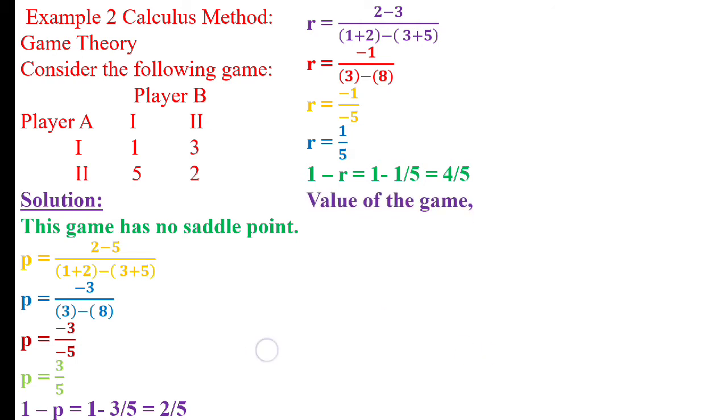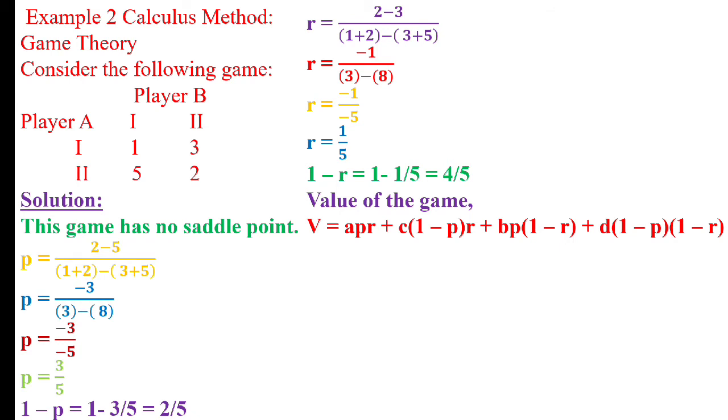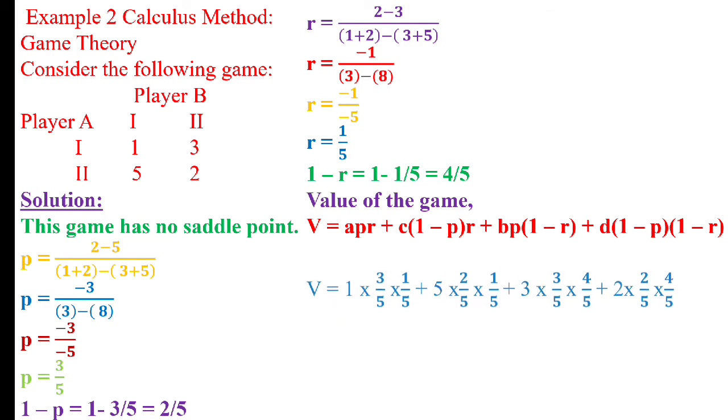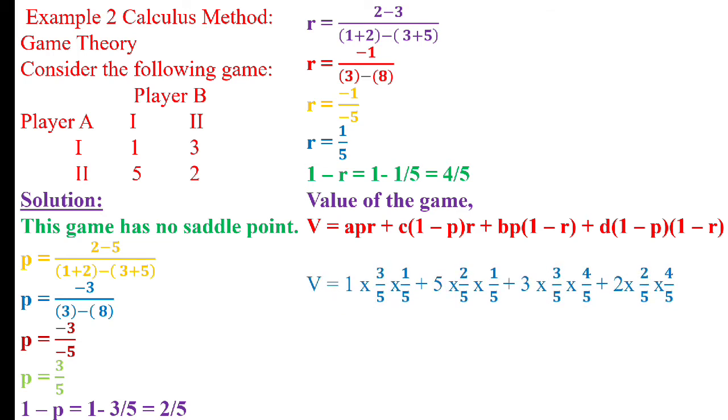The value of the game is APR plus C into 1 minus P into R plus P into 1 minus R. Into this formula, the corresponding values will be substituted. So we will get the substitution. After substitution, we get 3 by 25 plus 10 by 25 plus 36 divided by 25, 16 divided by 25.